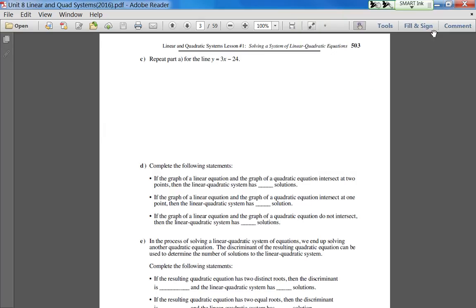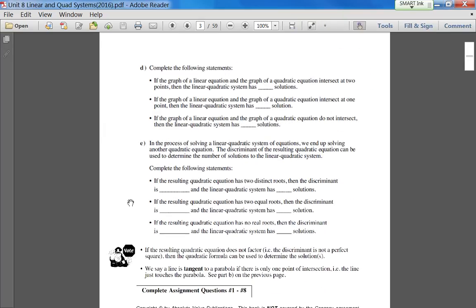Okay. Complete the following. If the graph of a linear and the graph of a quadratic intersect at two points, then the linear quadratic system has two solutions. If the graph of a linear quadratic intersect at one point, then obviously it has one solution. And if the graph never intersects, then they got zero solutions. Okay? So that was that no solution that we just did.